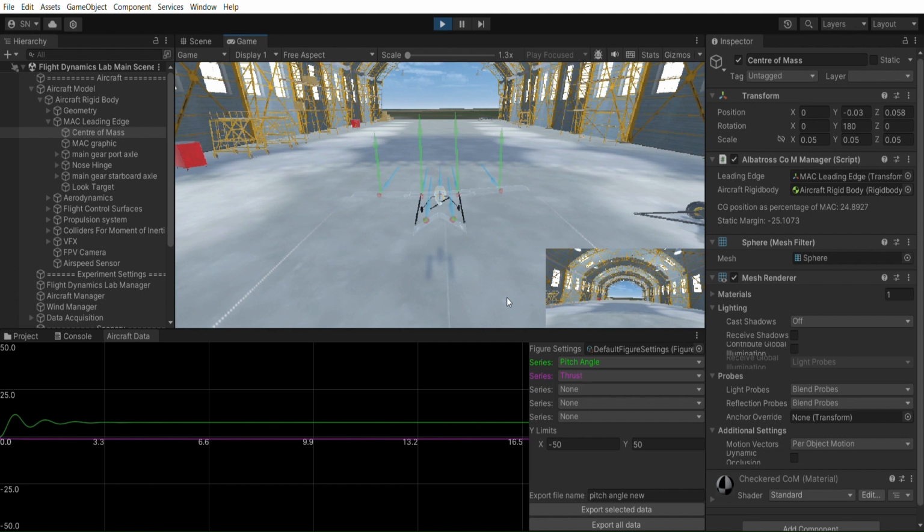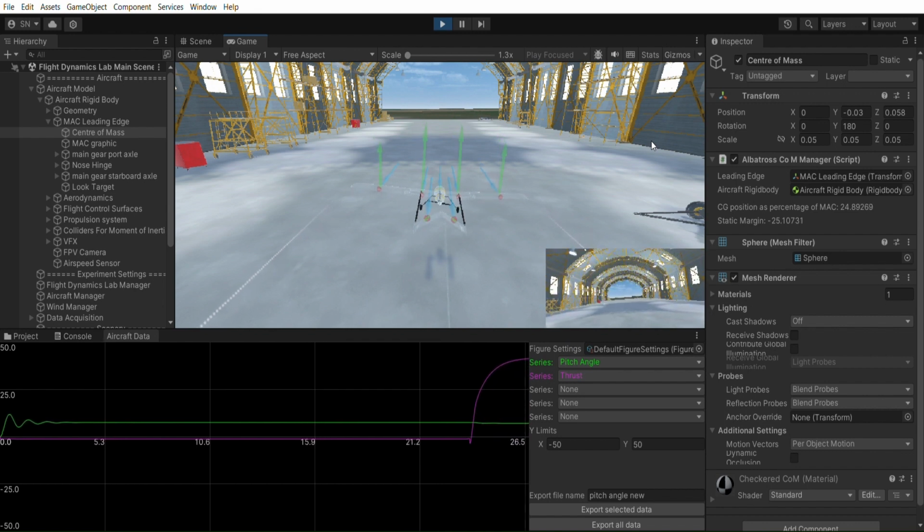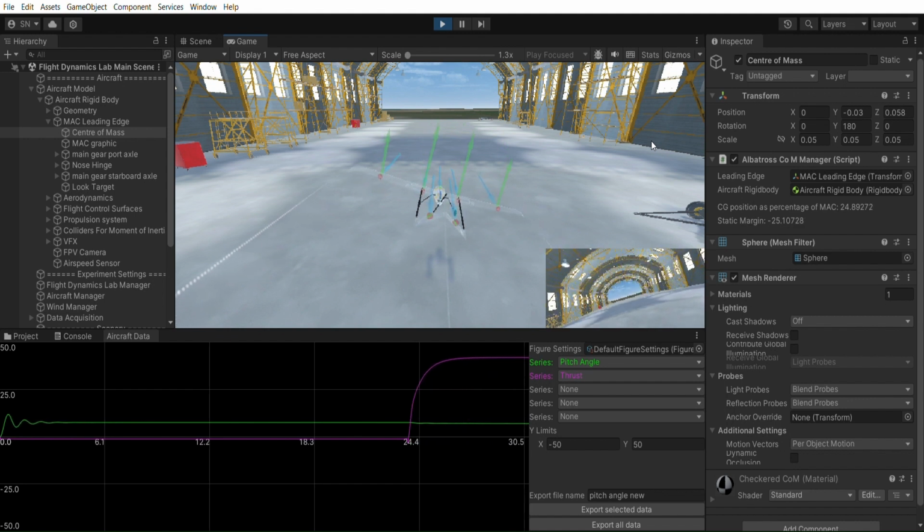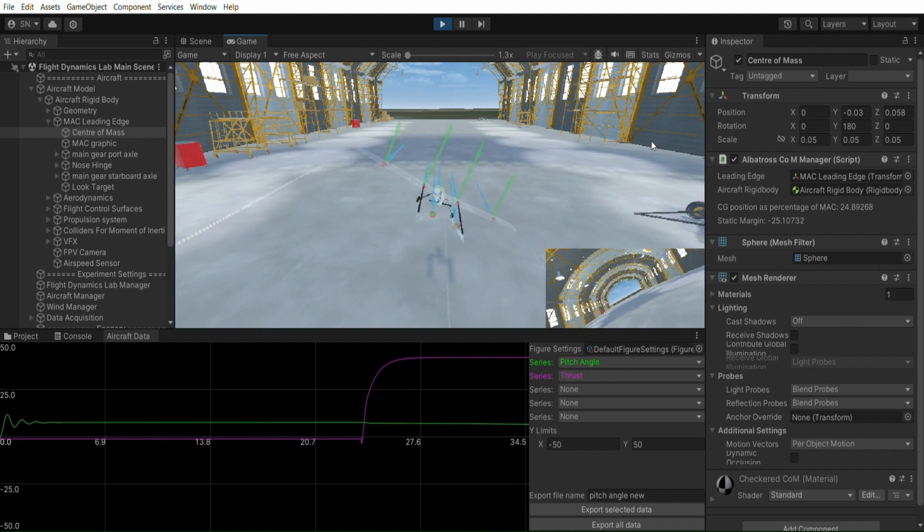Okay, so thrust and pitch and vertical CG. So it's at negative 0.03. This is also the default. So increasing the thrust ever so slightly, and it seems to be tilting, but the pitch seems to be at 0, so it's fairly steady.